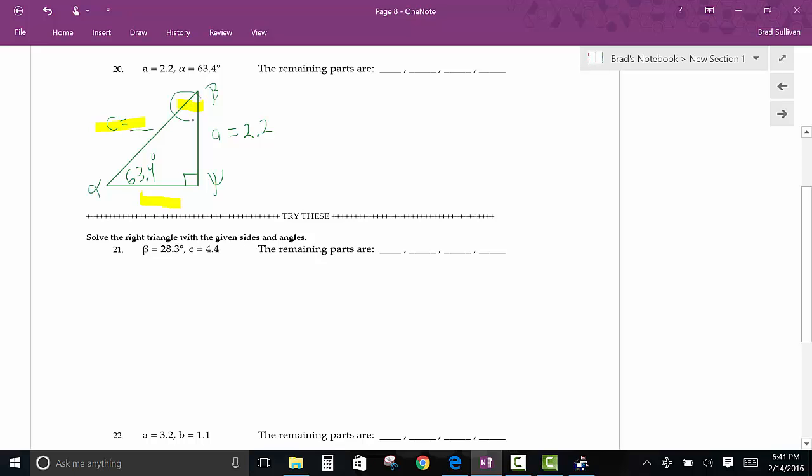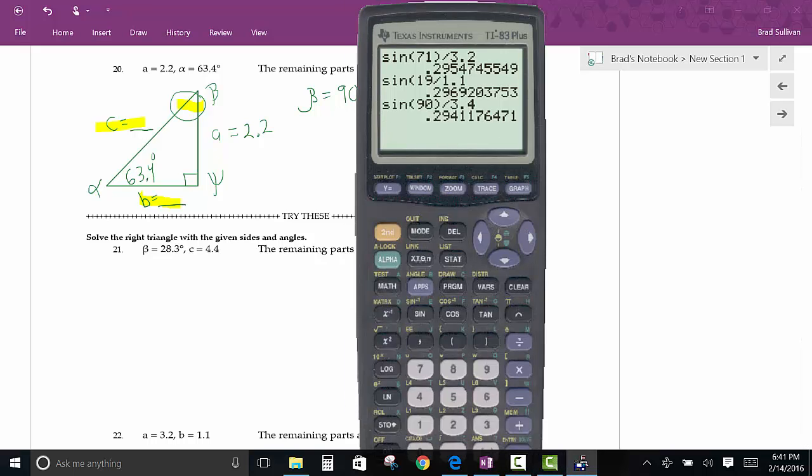Then we're going to find angle beta, and then we're going to find side B, which is opposite beta. One of the key things on this one is that angle beta and alpha add up to 90 degrees. So if you want to find angle beta, you don't need any trigonometry, you just do 90 minus 64.4 degrees.